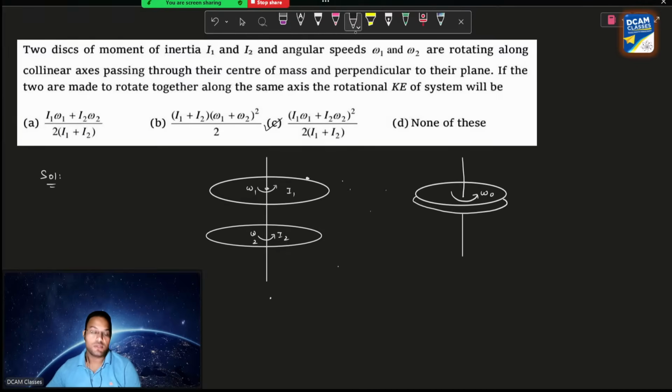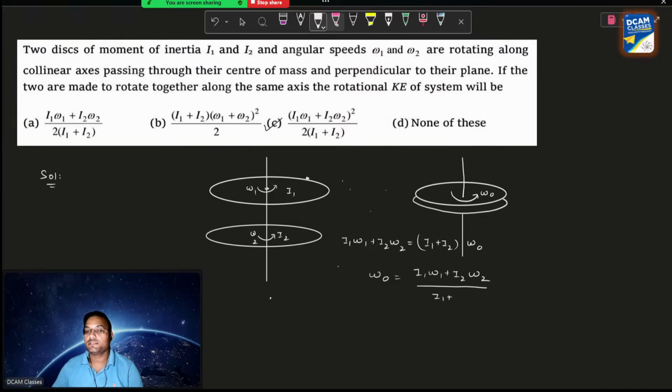Now, because there is no external torque acting on this system, there is no external torque, because the only torque will be due to the friction between the two disks, and they will cancel each other. So in that case, we can conserve the angular momentum. Angular momentum initially was I1 omega 1 plus I2 omega 2. Now when they are combined, their combined moment of inertia is I1 plus I2, and they'll move with the same angular velocity. The combined angular velocity becomes I1 omega 1 plus I2 omega 2 divided by I1 plus I2.